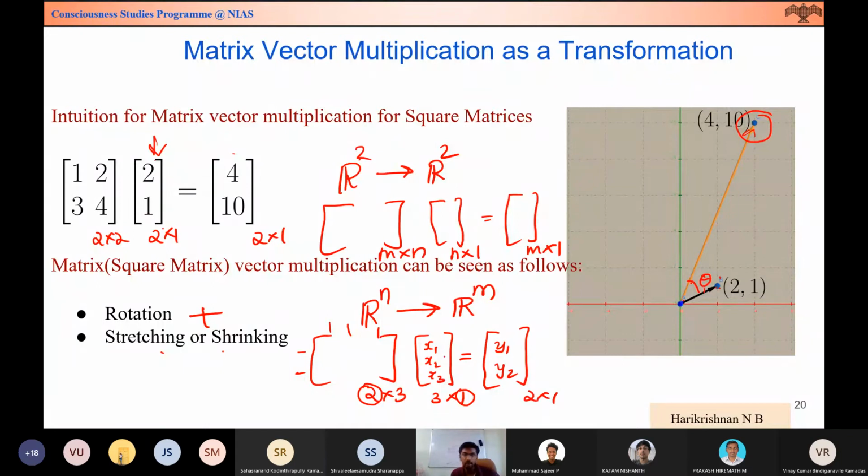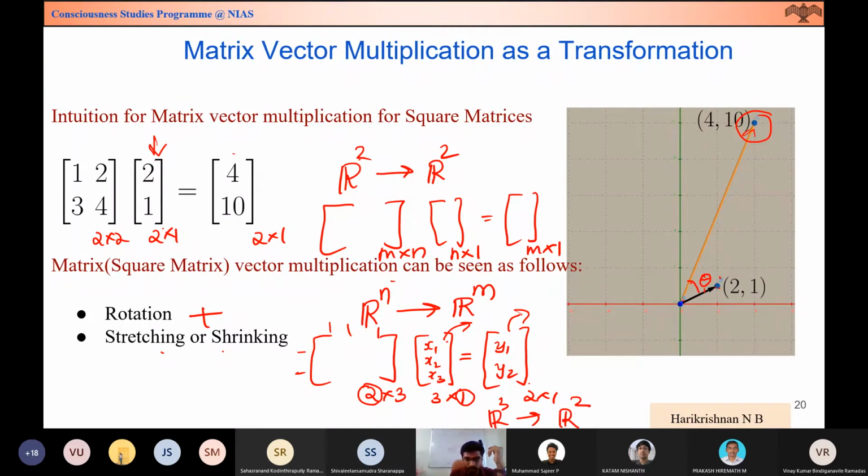So here the notion of rotation and stretching cannot be compared, because the space is different. This is an element of R power 3 and this is an element of R power 2. So in general it is a linear transformation from R power n, here in this particular example from R power 3 to R power 2.